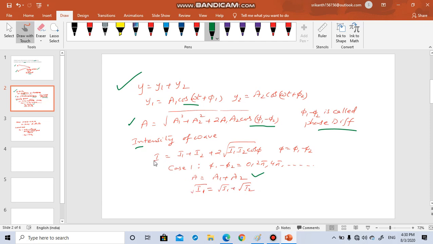Here we get an expression for the intensity of the wave also. The cosine value is becoming 1 here, so this is becoming I1 plus I2 plus 2 into root over I1 I2. If you simplify this, you basically get (root over I1 plus root over I2) whole square. So the final expression is root over I, the combined intensity, is equal to root over I1 plus root over I2. This is when it is an even multiple of pi.